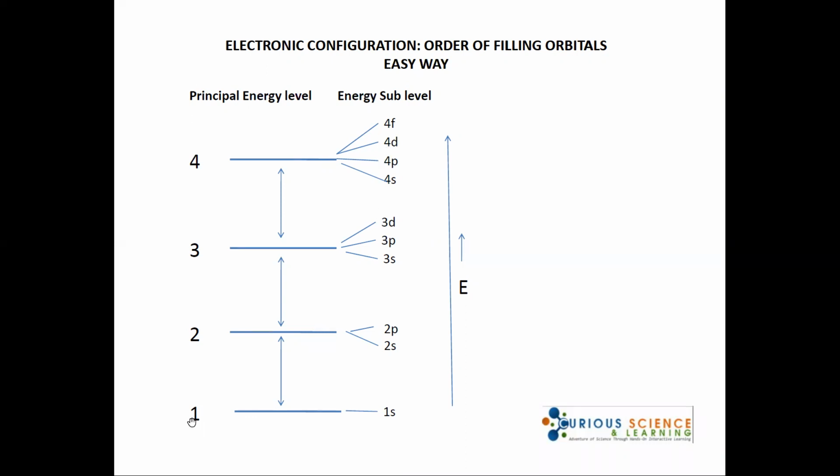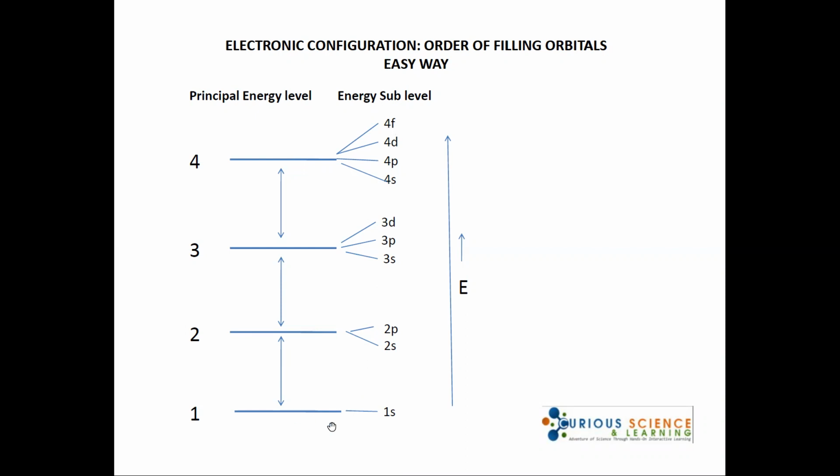The first principal energy level is subdivided into one sub-level that is called 1s. The second principal energy level is subdivided into two sub-levels that are called 2s, 2p. The third principal energy level is subdivided into three sub-levels that are called 3s, 3p, and 3d. And the fourth one is divided into four sub-levels that are called 4s, 4p, 4d, 4f.